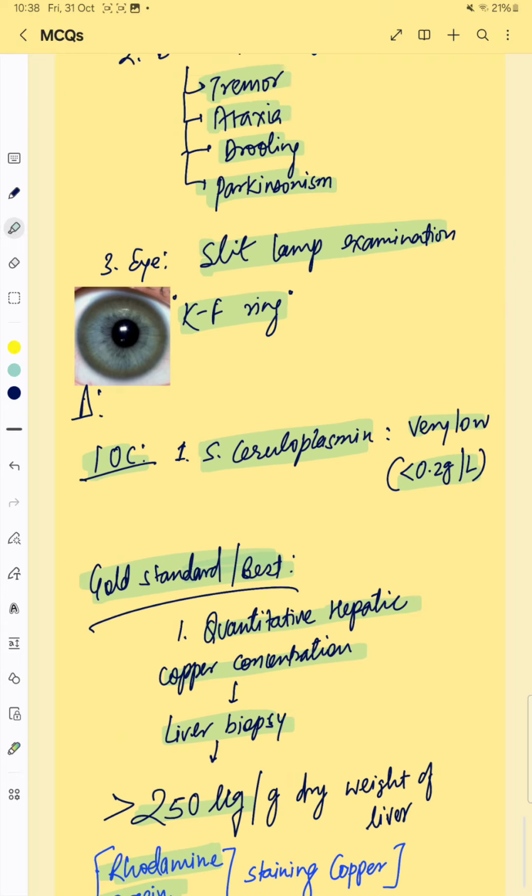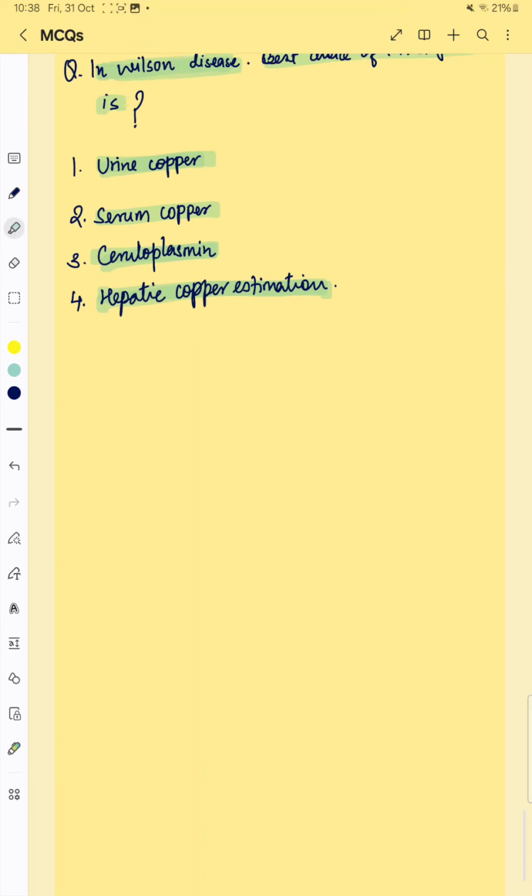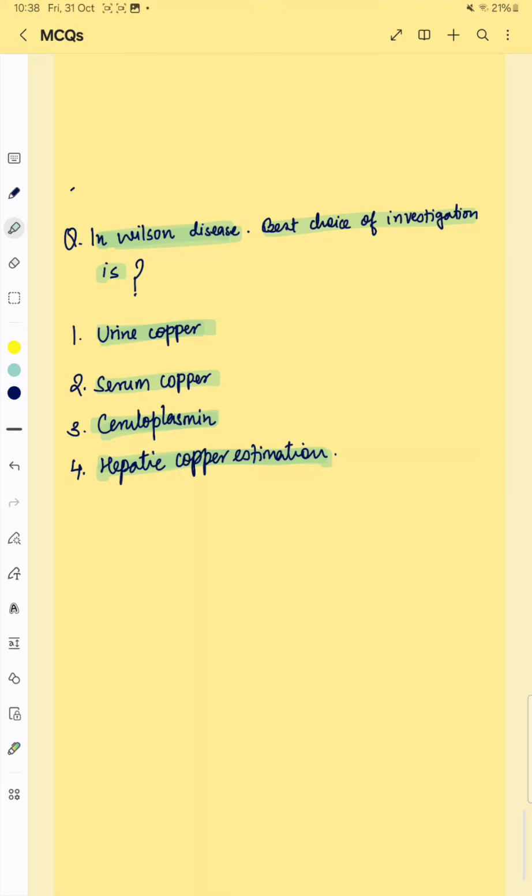So to answer this question, what is the investigation of choice in Wilson disease? Our answer is serum ceruloplasmin level. Urine copper concentration can also be used as a test for initial diagnosis. Serum copper is not very reliable, as most of the serum copper is bound to serum ceruloplasmin. So serum ceruloplasmin is the more reliable investigation, and hepatic copper estimation is the gold standard or best test for the diagnosis of Wilson disease.